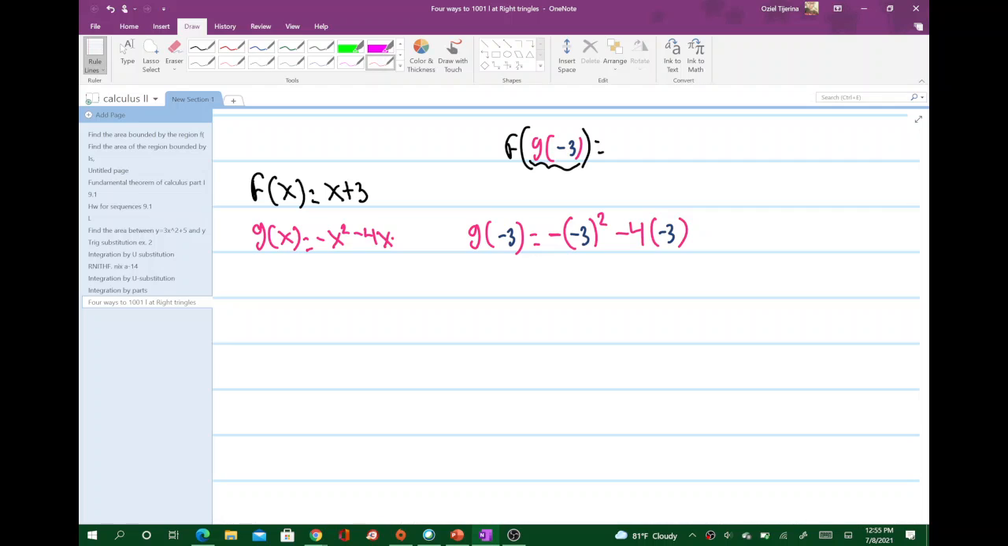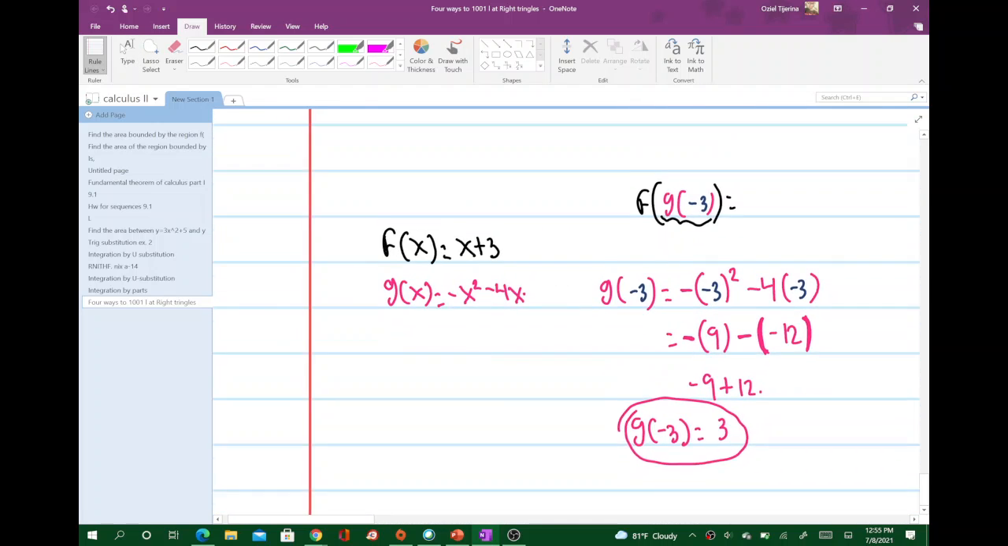First, and this is order of operations, you're going to square the negative 3 first. So you're going to have negative, and then negative 3 squared, that's going to be 9. And then you're going to have minus 4 times negative 3. If you do 4 times negative 3, and you want to put it in parentheses, that's going to be negative 12, right? So you have negative 9 plus 12. This is 3. So g of negative 3 is 3. Right? Because negative 9 plus 12 is 3, right?